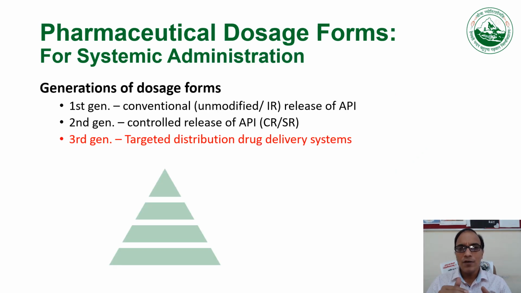So we studied the first generation. They are unmodified or immediate release dosage forms where the release of API is spontaneous. Second generation, they are controlled dosage forms of APIs: CR, controlled release, sustained release. These are temporal control. Then we move to the third generation. What is the third generation? Third generation is Ndds, or targeted distribution of drug in the form of a drug delivery system.